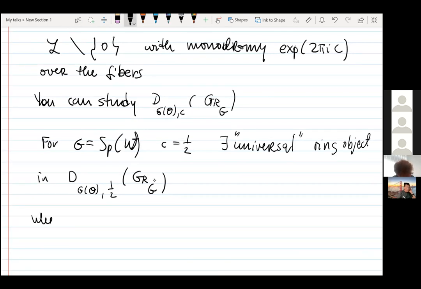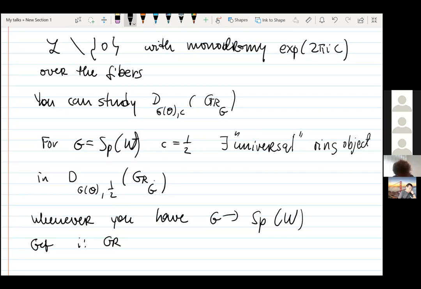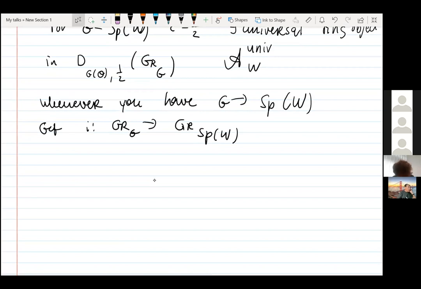And then whenever we have a morphism G to Sp(W), you can use the same thing as before. So you get some map I from Gr G to Gr Sp(W). Then for this universal object, let me call it A universal for W, we can take I upper shriek of A_W universal. A priori, you get again a twisted sheaf, and this twisted sheaf corresponds to twisting by the line bundle, and the twisting was 1/2. So this is twisted.